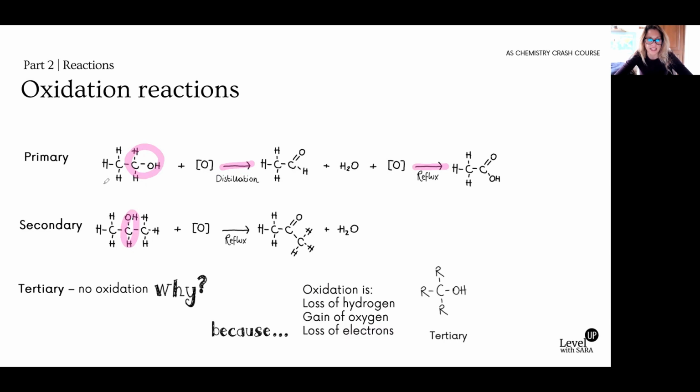Secondary, we're talking about this carbon. Notice that the functional group is attached to this carbon with only one available hydrogen, so only one oxidation. This carbon, where our groups are all different than hydrogen, doesn't have any hydrogen that can be removed. So starting from the bottom of the explanation, loss of hydrogens, we can see that the tertiary alcohol doesn't have any hydrogen that can be removed, therefore it cannot be oxidized.